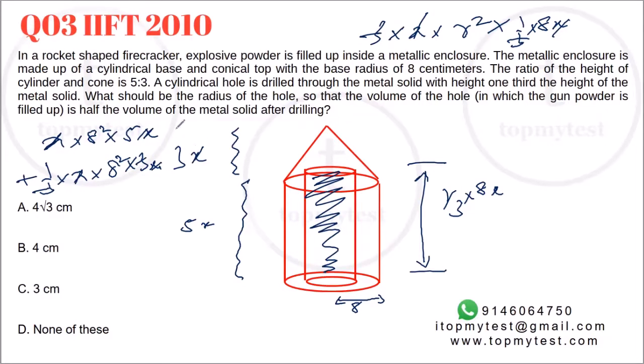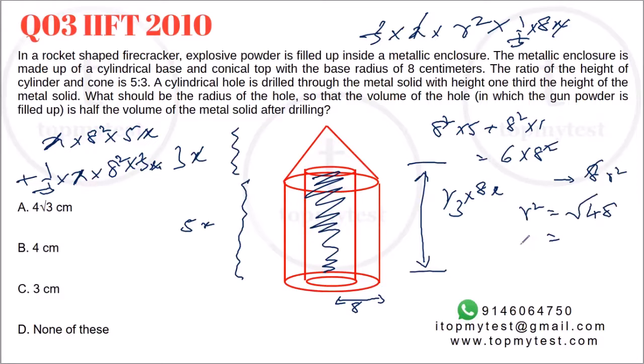Now let's add the left hand side. Your left hand side will be 8 square into 5 plus 8 square into 1, which is 6 into 8 square. Your right hand side will be r square into 8. So 8 goes here. So r square equals 48, which is r equals 4 root 3. Option A, job done.